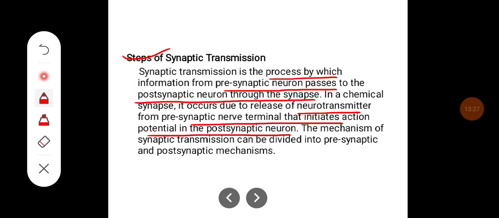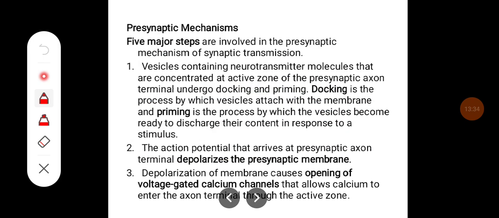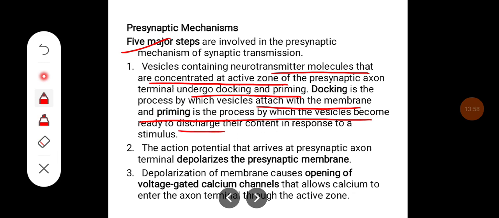The mechanism of synaptic transmission can be divided into presynaptic and postsynaptic mechanisms. In presynaptic mechanisms, there are 5 major steps involved. The first one is that vesicles containing neurotransmitter molecules are concentrated at active zones of the presynaptic axon terminal and undergo docking and priming. Docking is the process by which vesicles attach to the membrane, and priming is the process by which vesicles become ready to discharge their content in response to a stimulus.